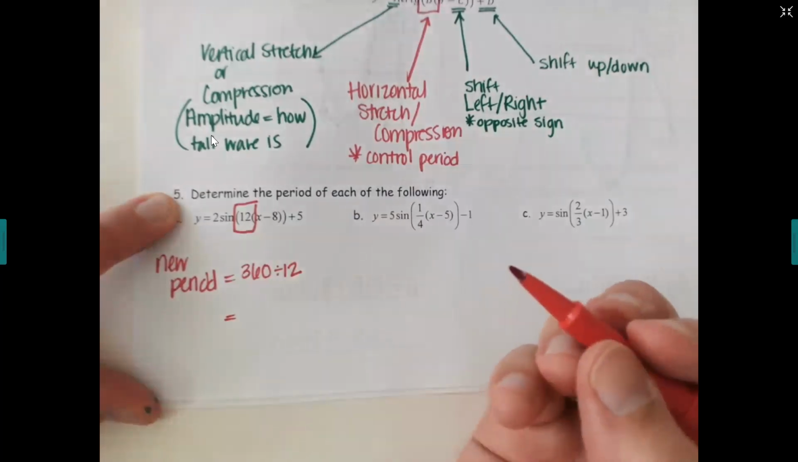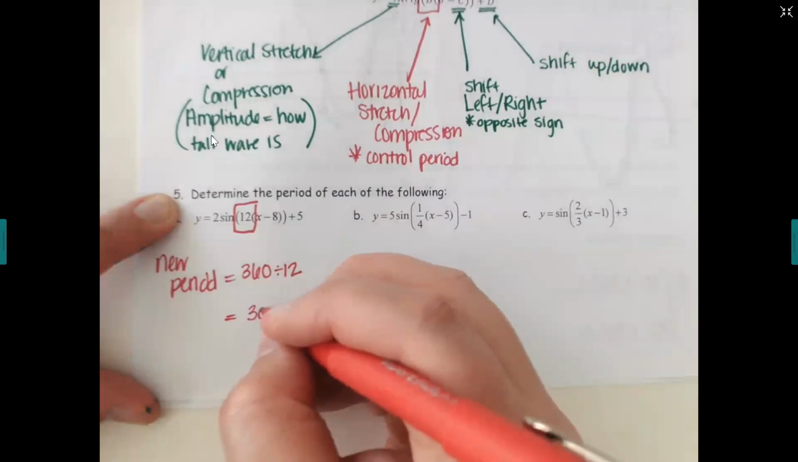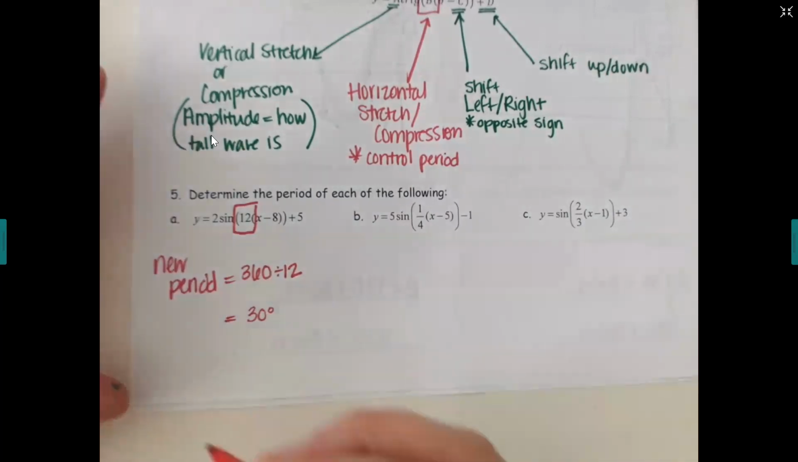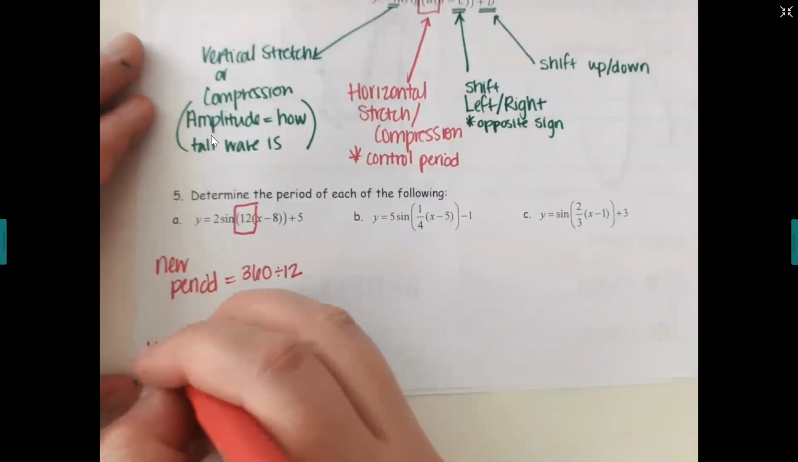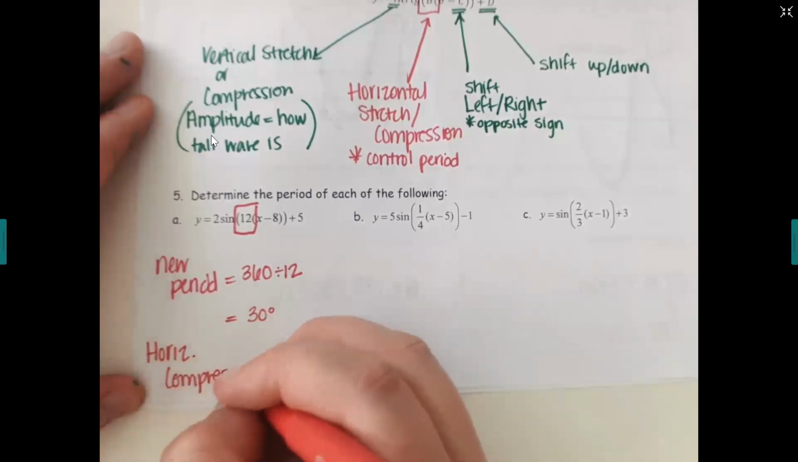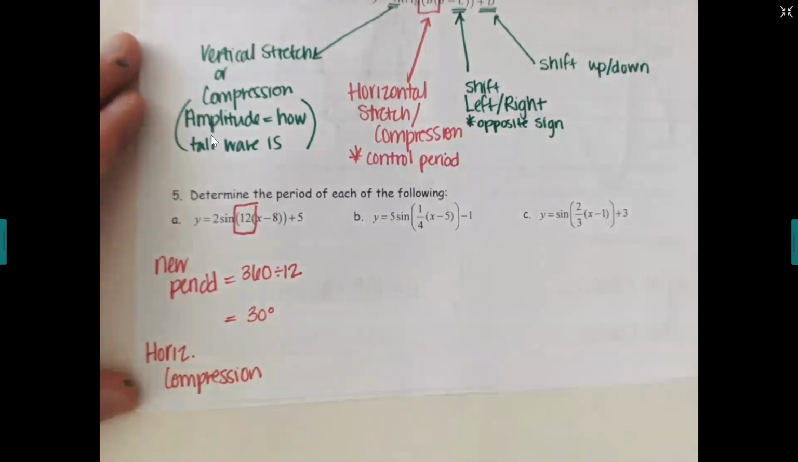360 divided by 12? Okay, 30 degrees. Now, quick question, if your original period was 360 and now it's only 30, is that a stretch or a compression? Very good, so I want you to write, this is a horizontal compression, because the period got shorter for that one.